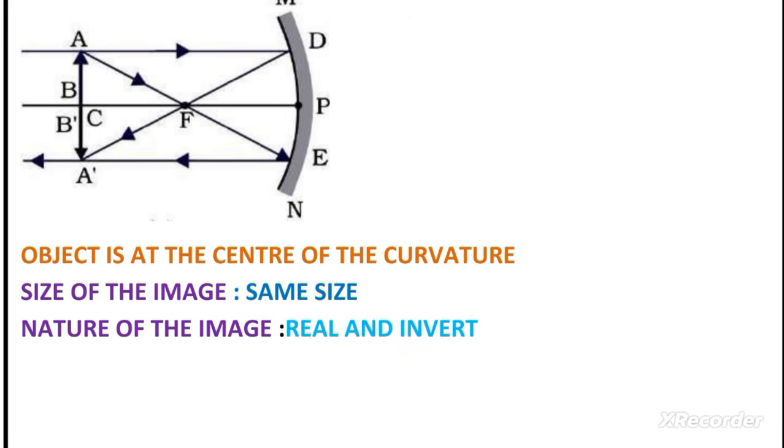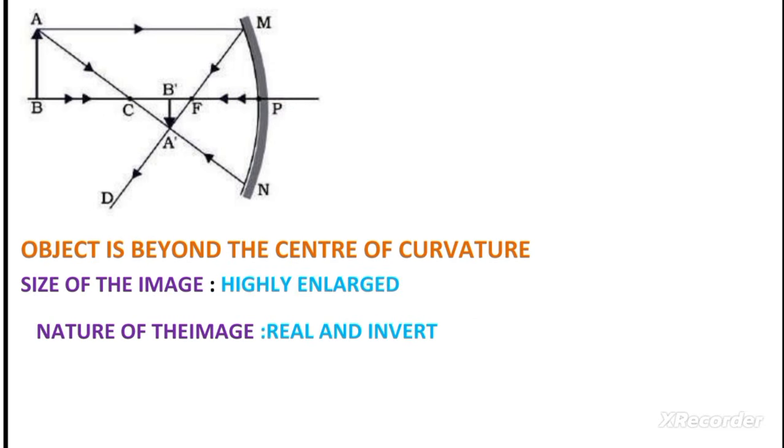Next, object is at the center of curvature. Object AB is kept at the center of curvature. Size of the image: same size. A dash B dash is formed as the image. Nature of the image: real and inverted. Next ray diagram, object is behind the center of curvature. Object is kept behind the center of curvature.